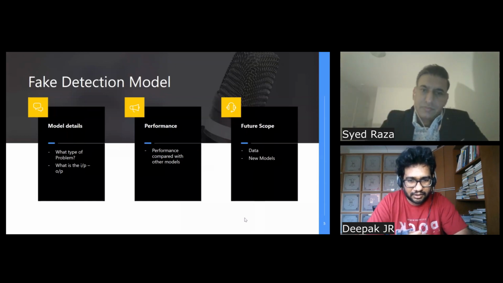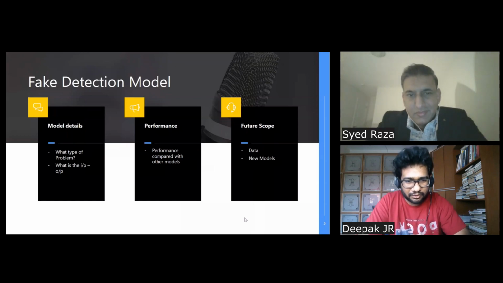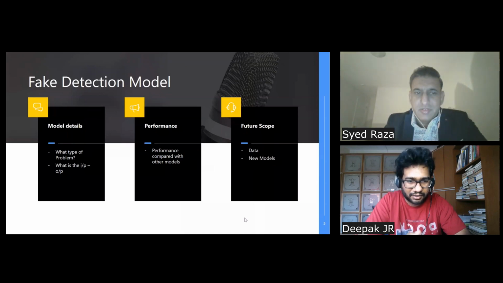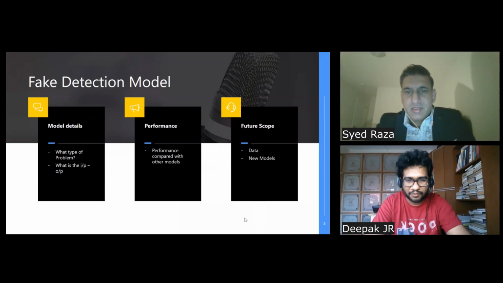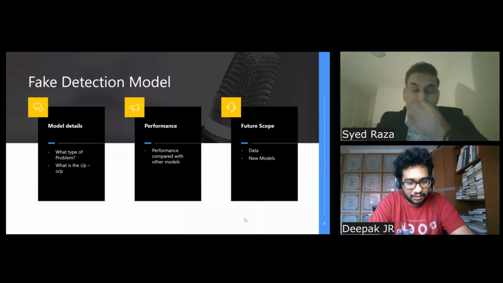So what is the future scope for this particular project? Will you be trying out new models, or having a lot of new data? Yes. This is just the first work that I did on fake detection. I have other papers as well, but I'm looking into fake point of interest locations, and my interest in that developed very much.